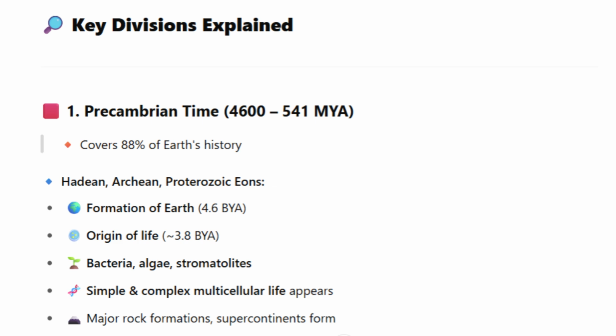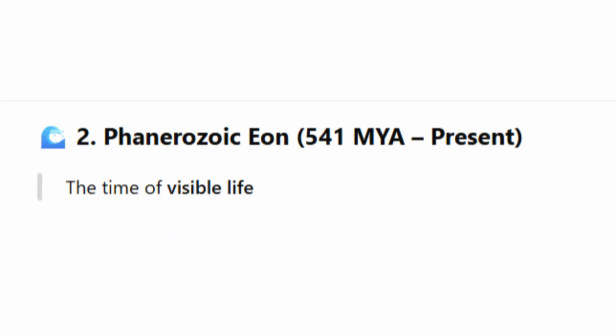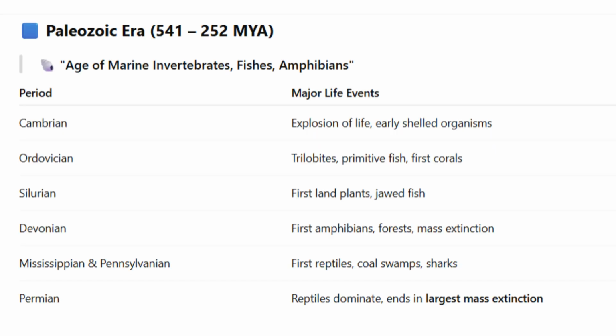Origin of life, 3.8 BY. Bacteria, algae, stromatolites. Simple and complex multicellular life appears. Major rock formations, supercontinents form. 2. Phanerozoic Eon, 541 MA to present. The time of visible life.